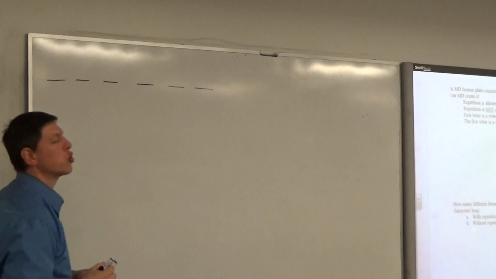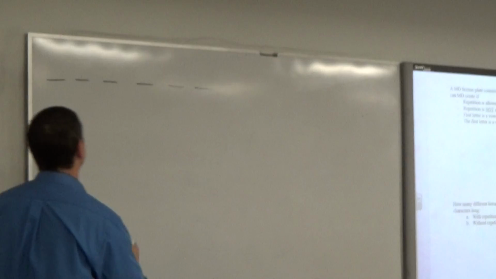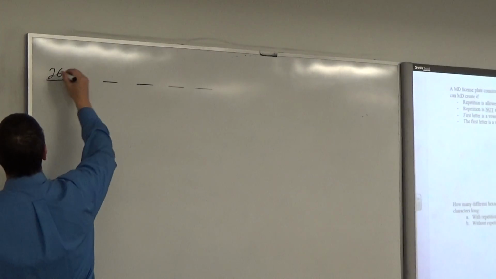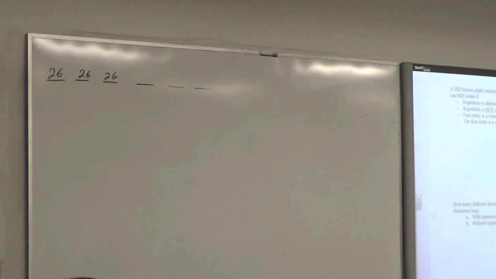Now we already know that there's 26 letters in the alphabet, and it says that repetition is allowed. So for the first 3, it's going to be 26, 26, 26, right guys? What about for the last 3? Because they're all going to be digits, it has to be 10, 10, 10, right guys?